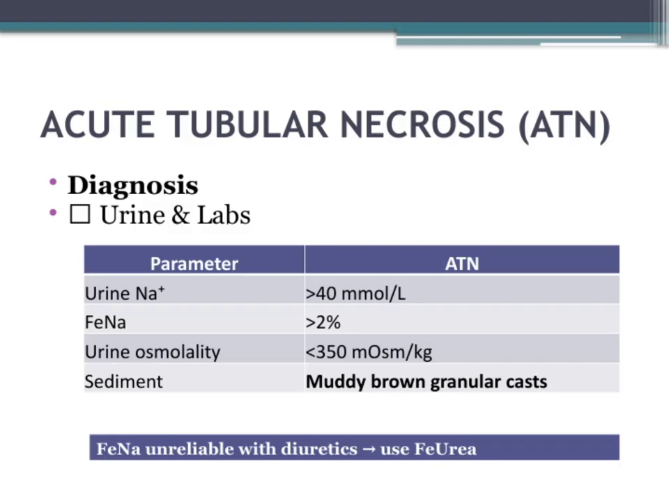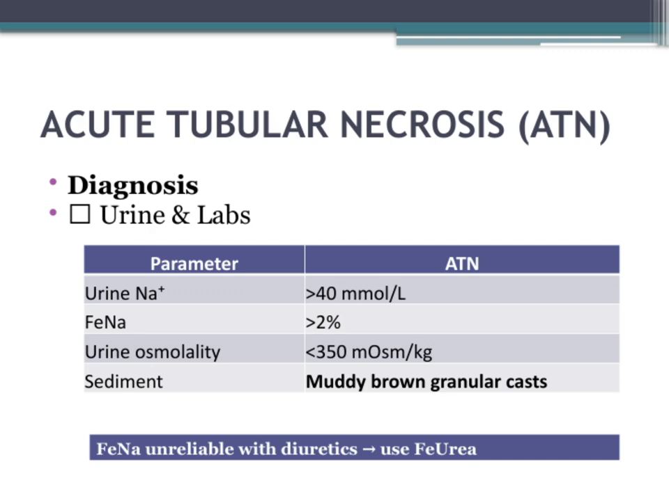Let's start by noting that FeNa can be unreliable when patients are on diuretics, so in those situations, we prefer to use FeUrea as a more accurate marker. Moving on to the key parameters for diagnosing acute tubular necrosis, or ATN. First, urine sodium levels tend to be greater than 40 mmol per liter, reflecting the kidney's inability to reabsorb sodium effectively. Similarly, the FeNa percentage is usually above 2%, indicating impaired tubular function.